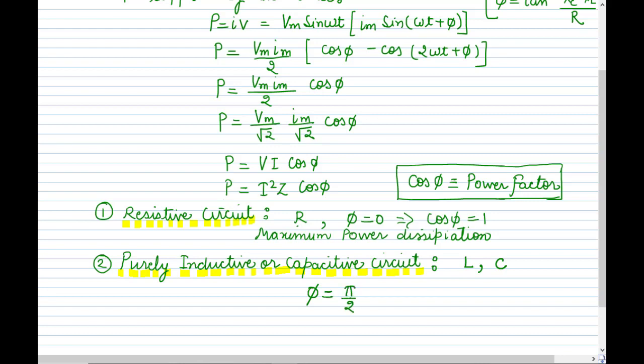Either the current is lagging behind or the current is leading the voltage, but the phase difference is always pi by 2. And if phi is pi by 2, that implies cos of phi, that is cos of pi by 2, is always 0. So the value of P becomes 0. That means no power is dissipated in the circuit even though the current I is flowing in the circuit.